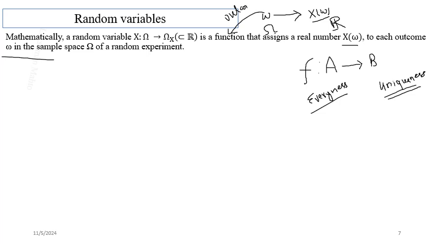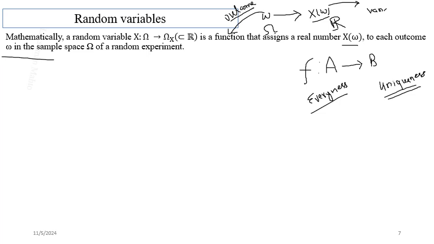It is the outcome of the random experiment. What is this one? It is a number. What is this? X of omega. It is a number. The adjective random is already hidden here, otherwise you can mention it here: random number. It is numeric.